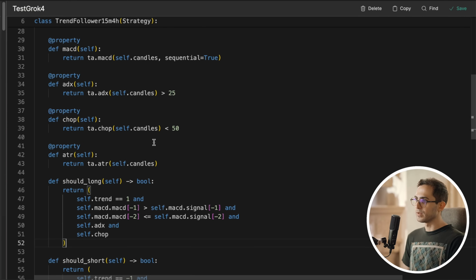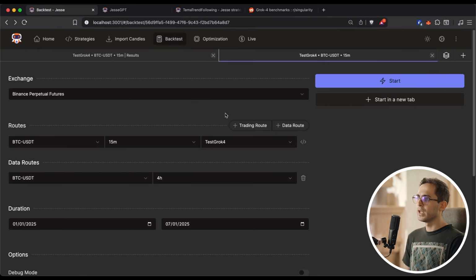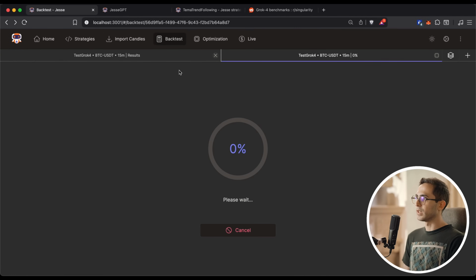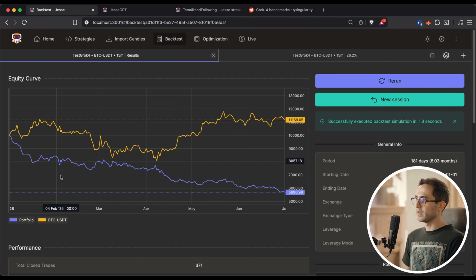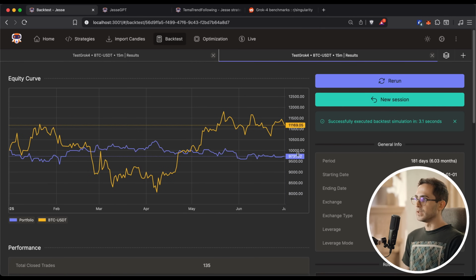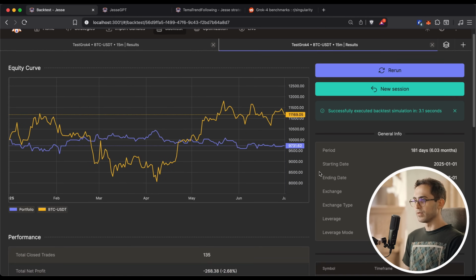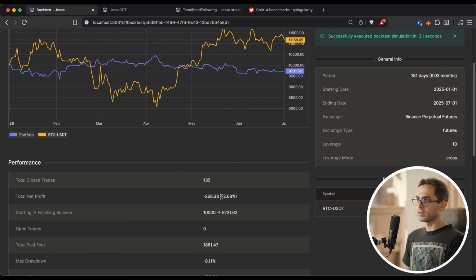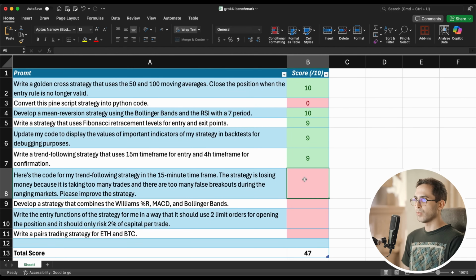Now for the chop, it's using the 50 threshold, and for ADX 25. Now both of them are fine. Let's go back and run it one more time. Now remember, this is the result that we had. So we ended with 5,696. Now we are doing significantly better. We're still losing money in the end, but it's only 2.6%. Right, so I'm gonna give it a perfect 10 because it did a good job.